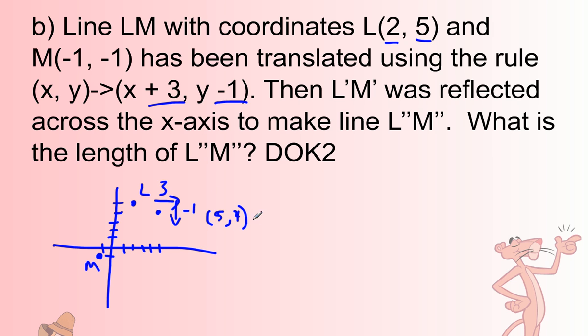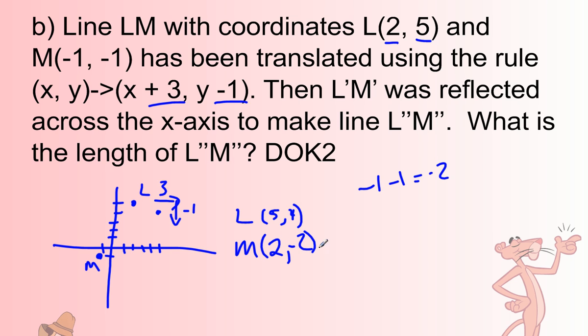M, the x coordinate for M would go up by 3, so -1 plus 3 is 2, and the y coordinate would go down by 1, and -1 minus 1 is -2. So there's the translation. We would then take that and reflect it across the x-axis. So it's going to flip up and down this way. If you need to, you can make yourself a new little sketch.